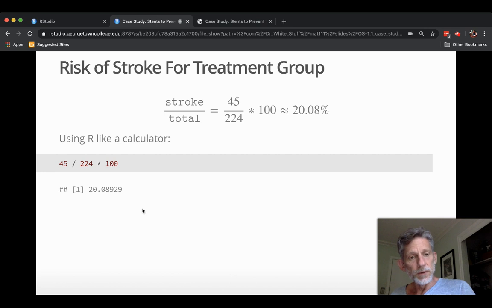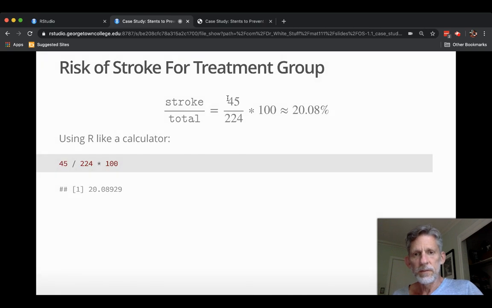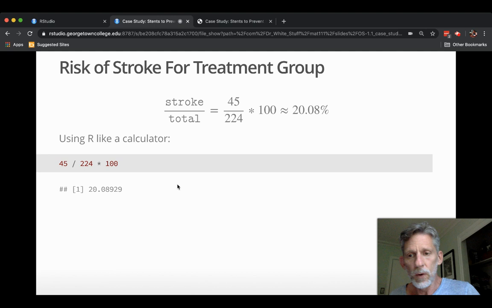Well, what if I'm in the treatment group? What if I got a stent? Well, you can go back to the table and check it out. Under treatment, we see 45 of those people had a stroke out of a total of 224. So in our computations, we'll do 45 divided by 224 times 100. If we use R like a calculator, that would be written like this in the console, and you would get 20.08%. I invite you to stop the screencast and try it yourself. But I'm going to go ahead and go on.